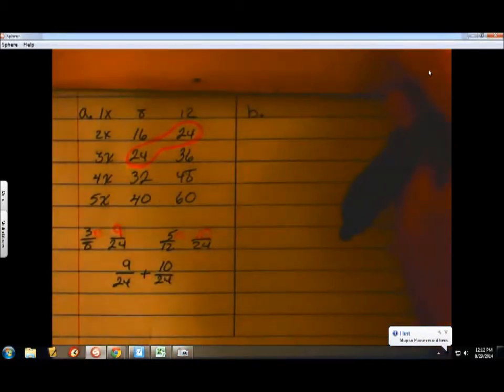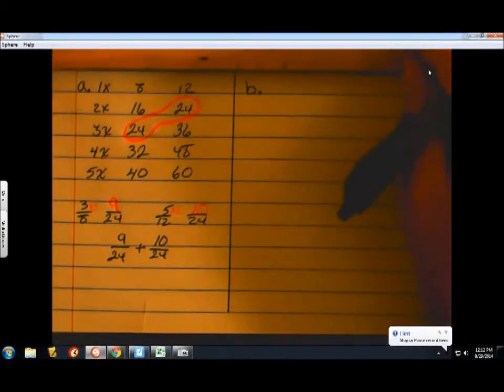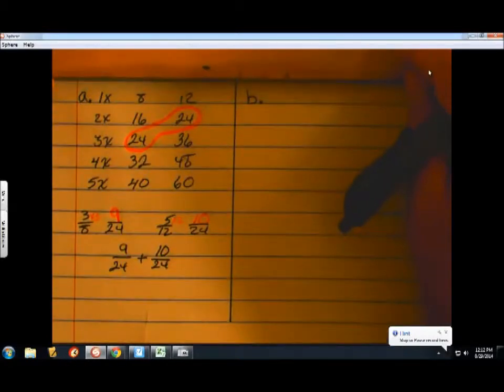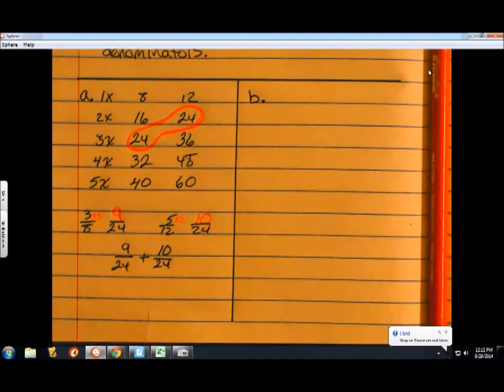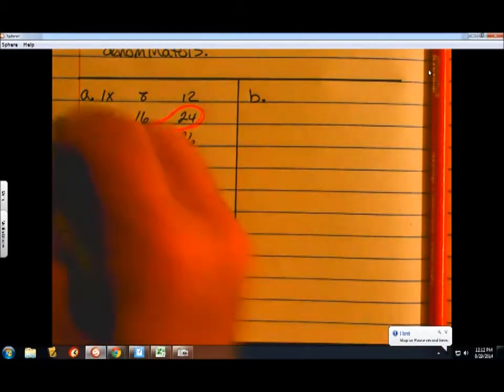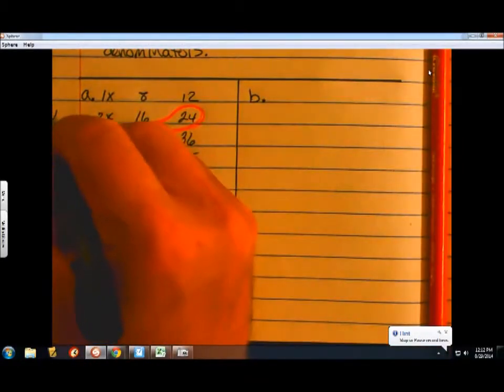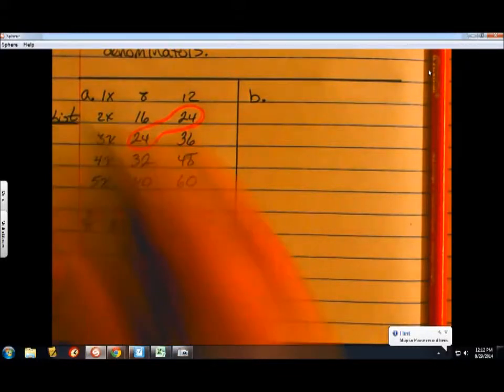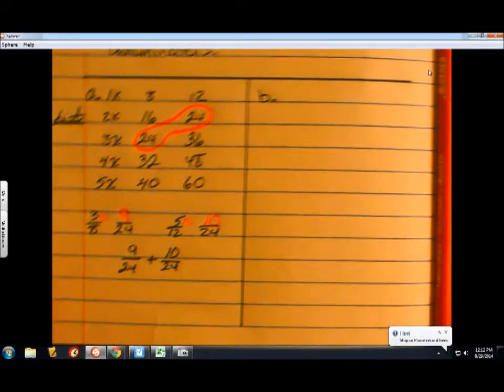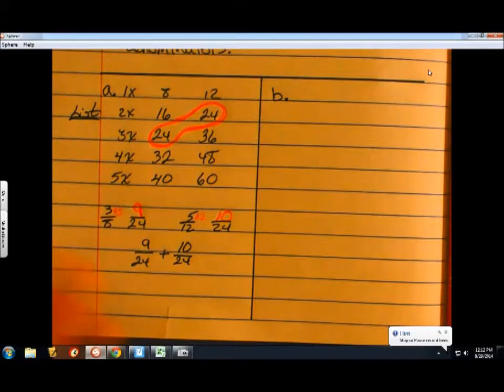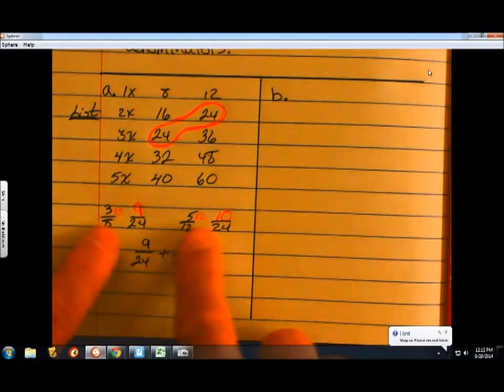or to find your common denominator. There is a second way, and what I want you to do is split your page up so it kind of looks like a T-chart to give you your second one. So A was called list. B is going to be called prime factorization. Now, prime factorization, what we do is we use what's called a factor tree.